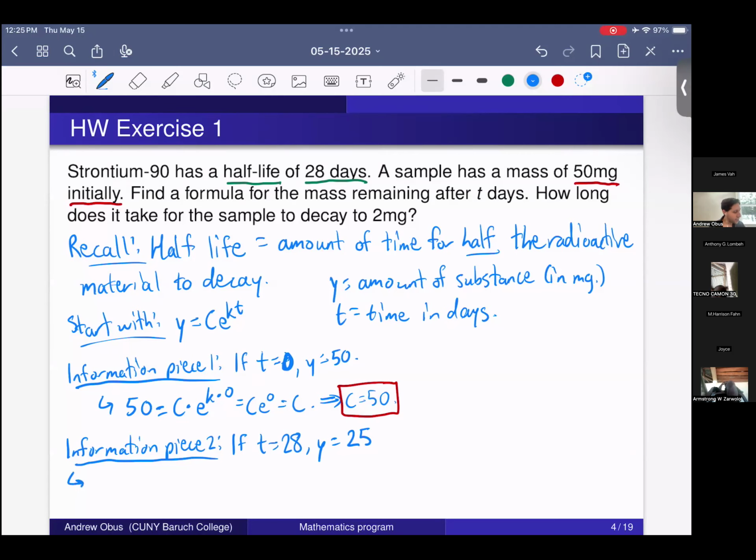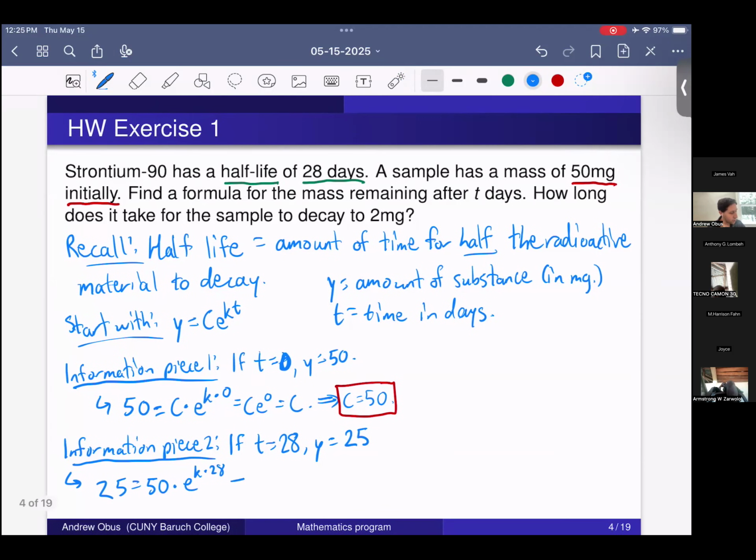And so what does that tell us? Again, we have our equation, y equals c e to the kt. So we plug in 25 for y. Well, we know what c is. C is 50, times e to the k times 28, which implies we divide both sides by 50. That tells us that 1/2 equals e to the k times 28.